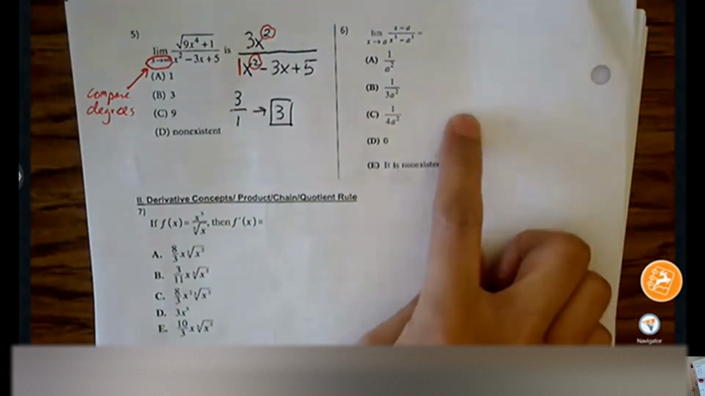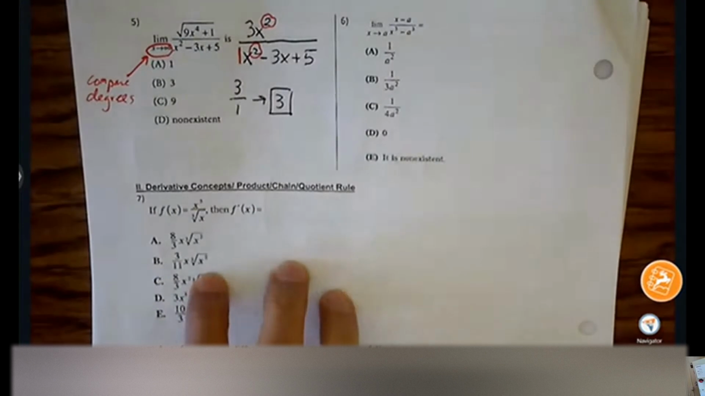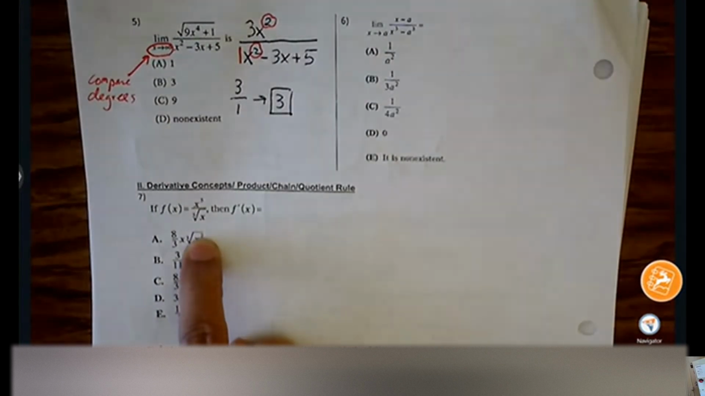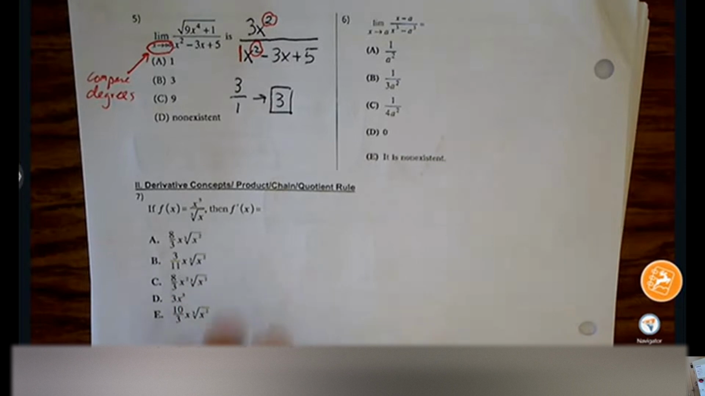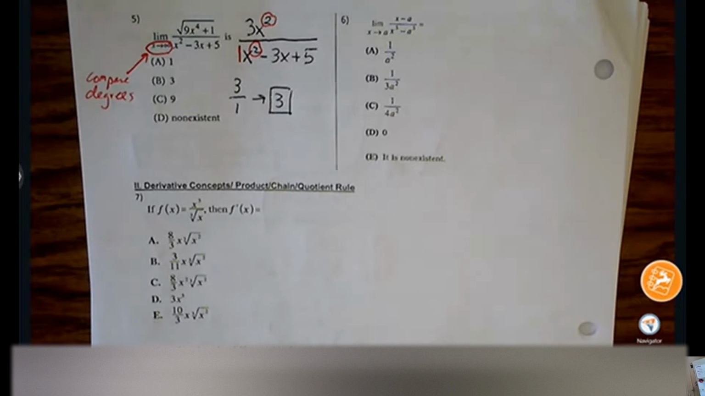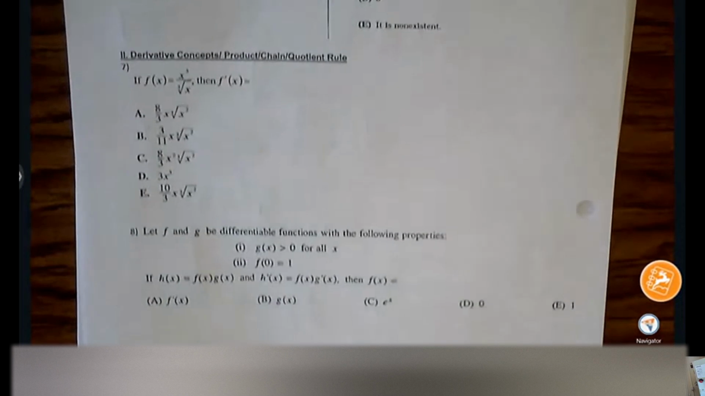Number 6 is more L'Hopital's rule that you can practice on your own. Number 7 is going to be power rule. But you got to be careful with how you do power rule. You want to bring everything up to the top, resolve it, then do power rule, and then clean up. So I'll let you guys do that on your own. I have the keys for you guys to reference. What I want to talk about is number 8.